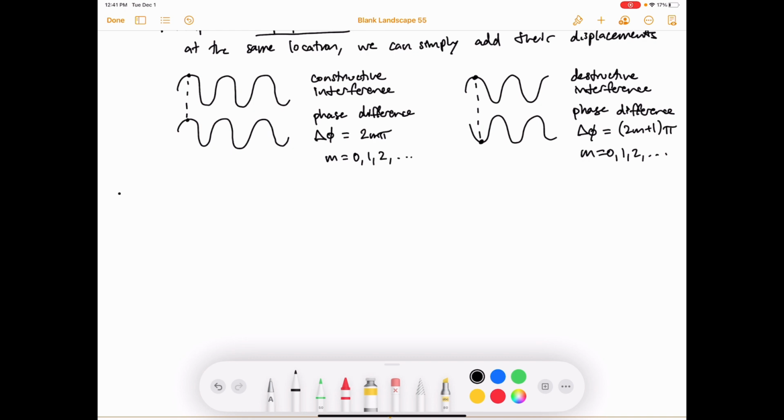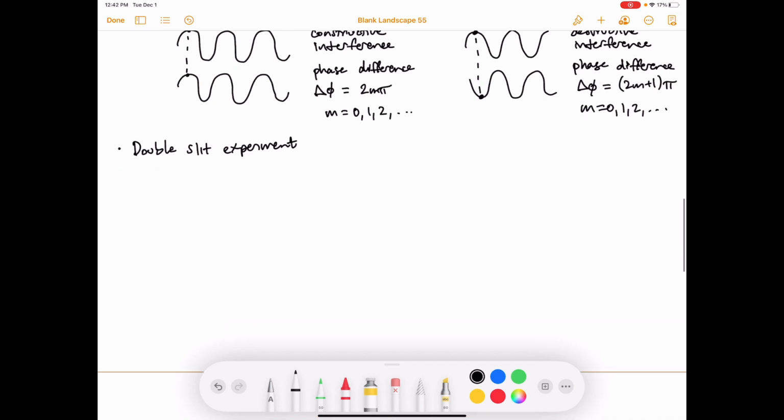So one application of this is in the double slit experiment, where we have a screen called the slit screen with a pair of narrow slits in it. And the slits are separated by a distance d. And then over here we have what's called the viewing screen.